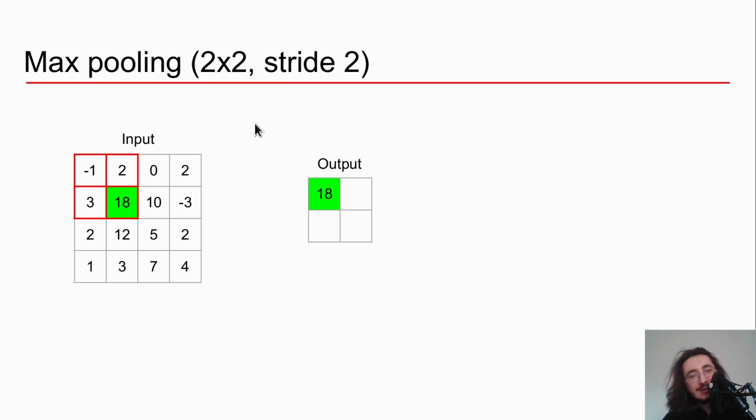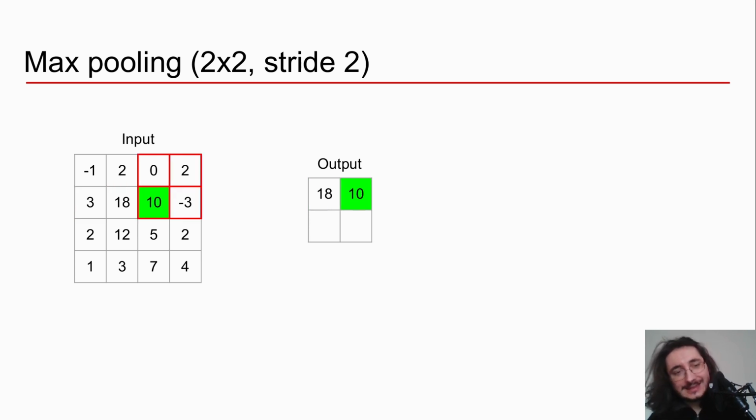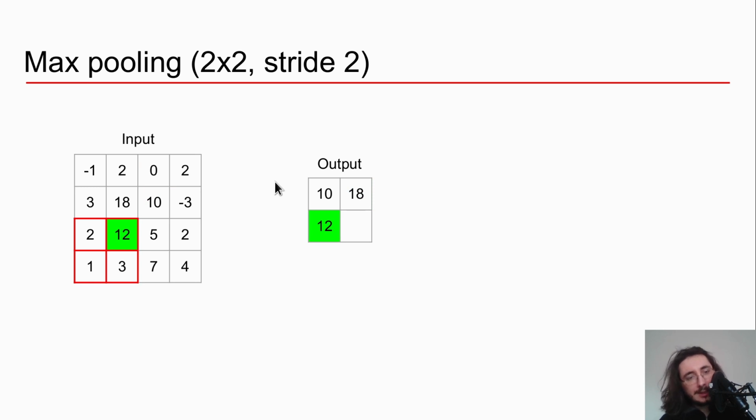Now, how are we going to continue doing this? Well, if you've followed attentively up until now, you should know that I'm just going to slide the grid with a stride of 2, so I'm moving 2 pixels to the right, and then again here I'm going to do the same thing. I'm going to pick the highest number, which in this case is 10, and I'm going to log it over here. We continue and we pick 12, and finally we pick 7.